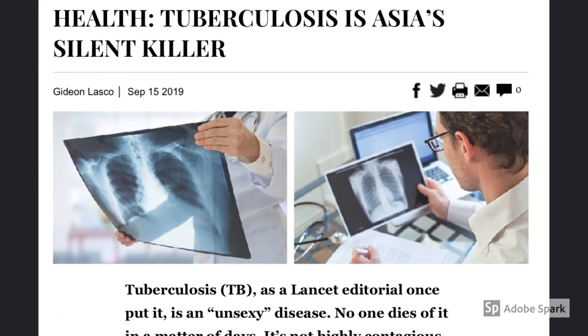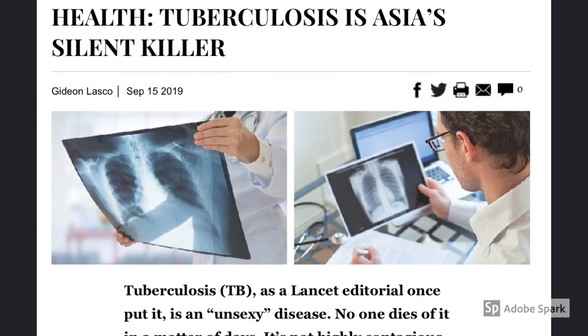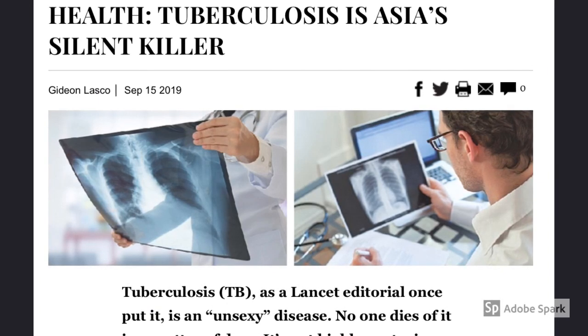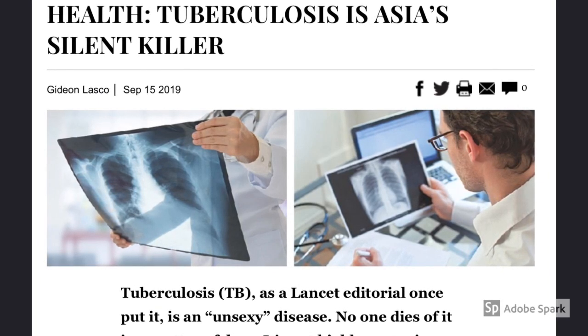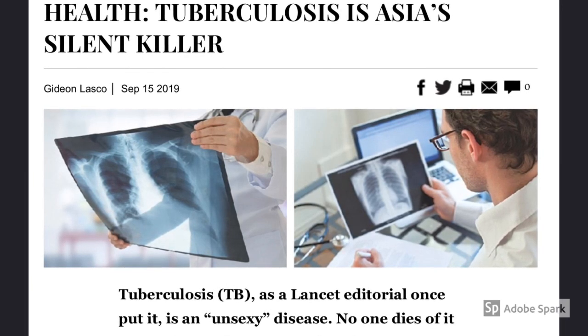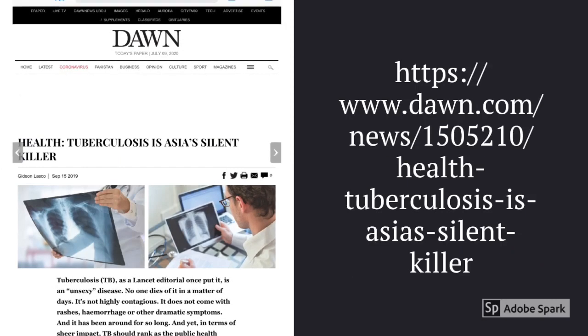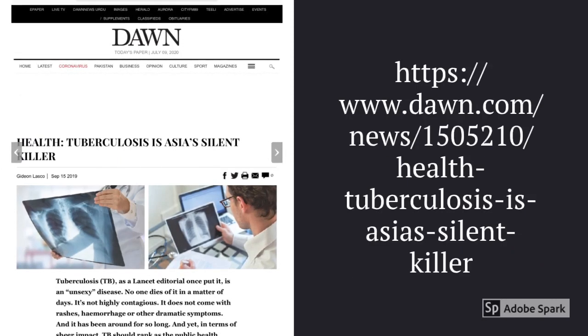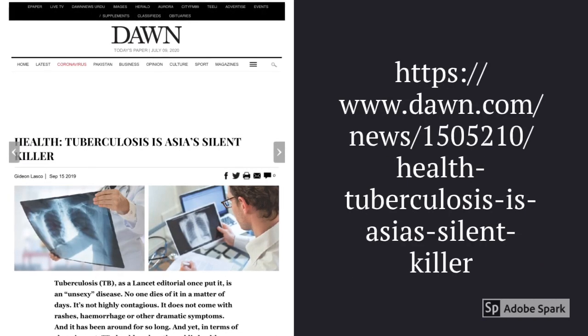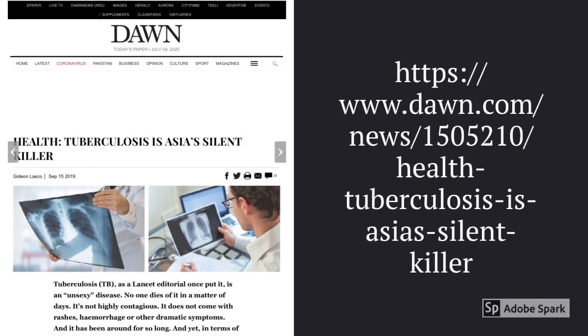So to demonstrate the method, we're going to use this article published in Dawn on 15 September 2019 titled Health, Tuberculosis is Asia's Silent Killer. It would not at all be a bad idea to pull it up on the internet, either now or later, using the URL given on the right-hand side.